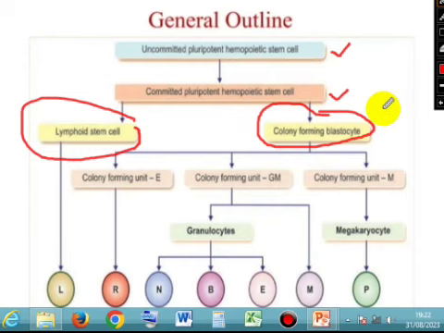Is anyone lost? Yes. Where are you lost? Yes? We have just started blood physiology proper. So if you know this, you are good to go.